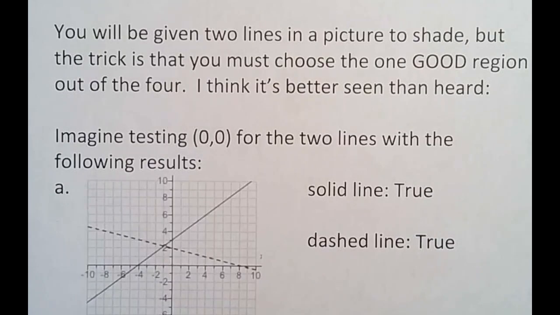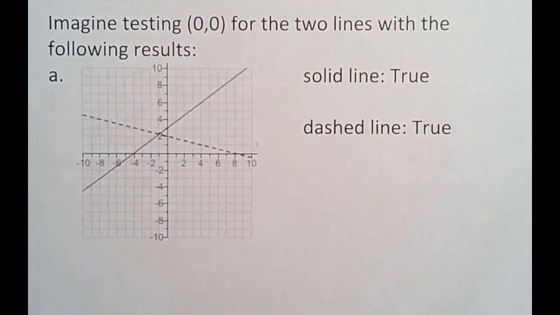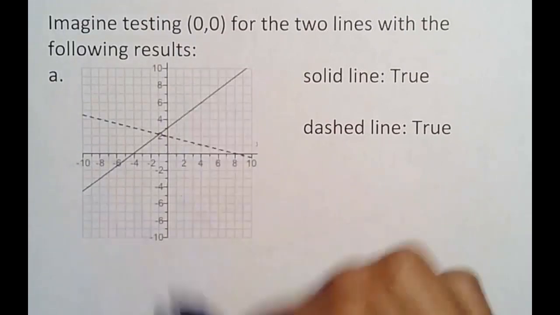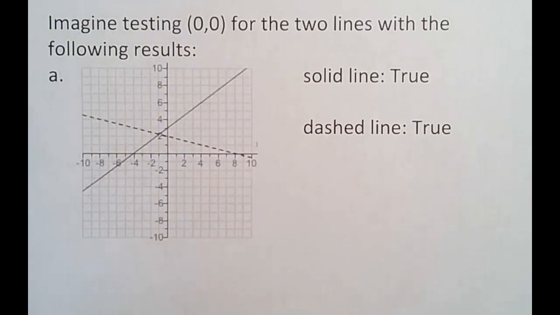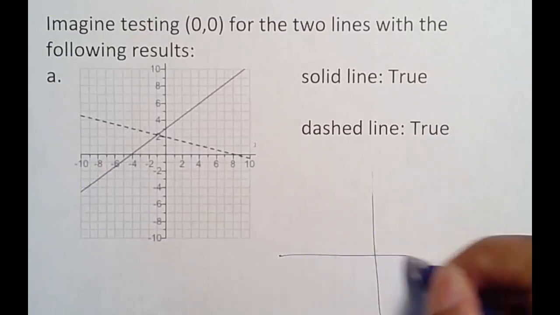You'll be given 2 lines in a picture to shade, but the trick is that you must choose the one good region out of the 4, and I do think it's better seen than heard. So this is what your questions look like, and I'm going to work them the same way that you should. Even though I could do it on the paper here, since you can't touch the computer, I'm going to show you what you should do. So what they're going to do is they're going to give you a picture. First off, if I were you, I would just copy the picture.